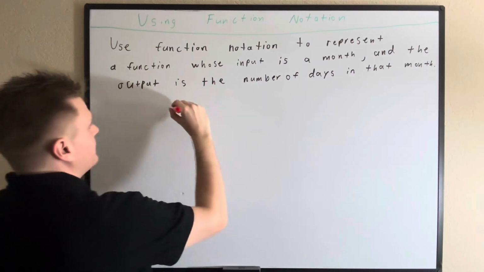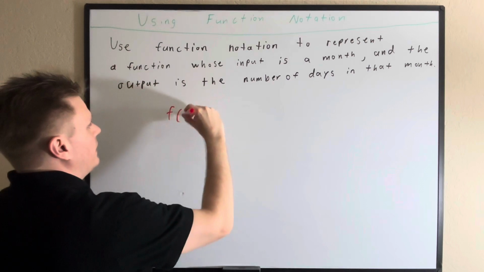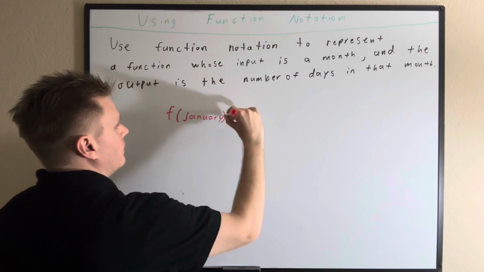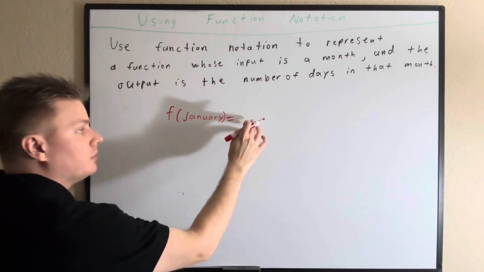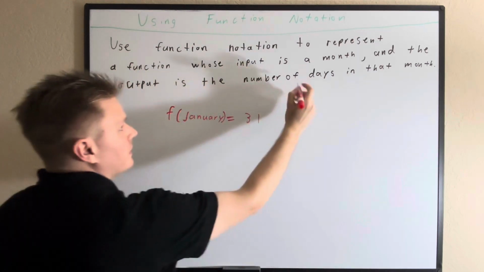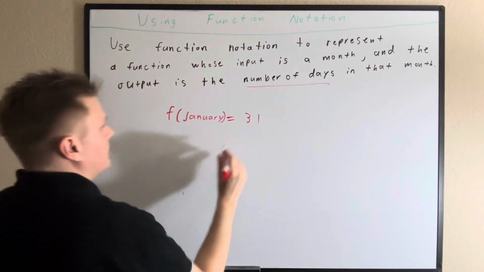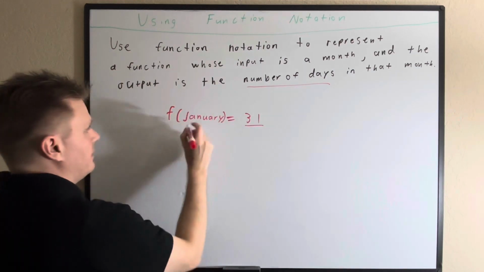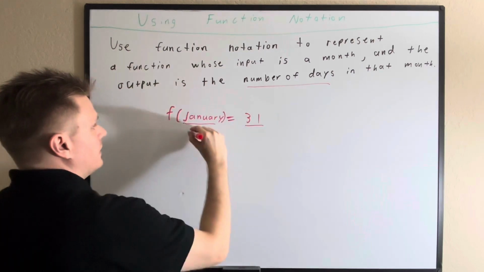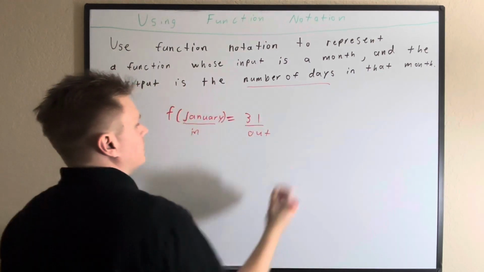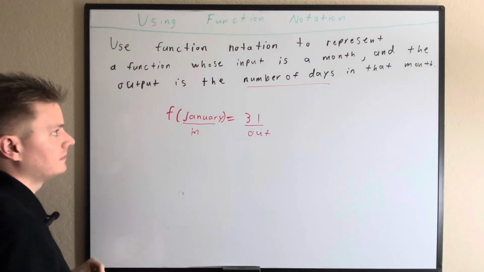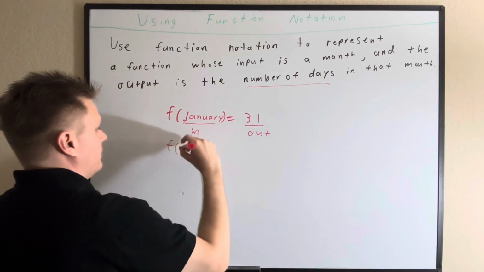So let's just say it's F again, and we put F of January. All right. What does that equal? That equals the output, which would be 31 days, right? 31 days in that month. So we input January into this formula, and we got out 31. So in, out. Formula F. Make sense?